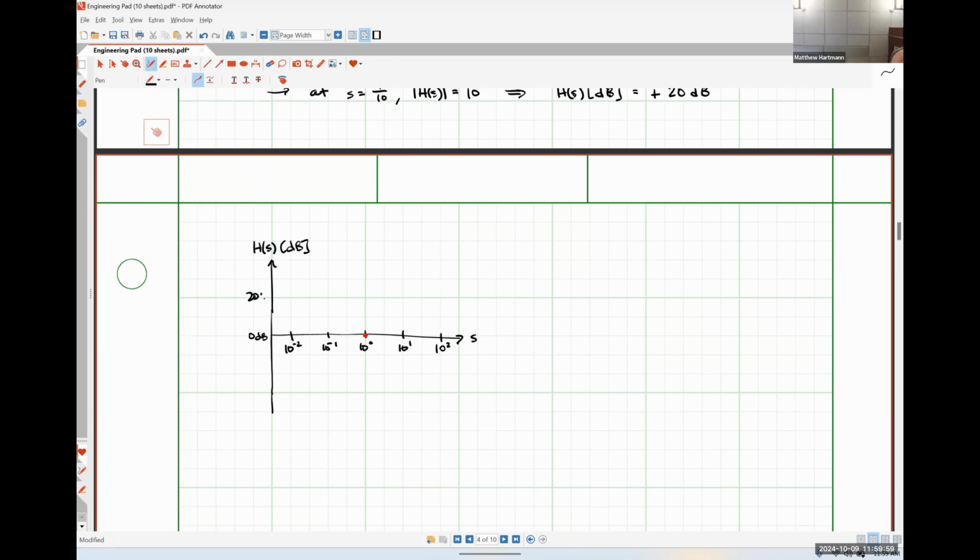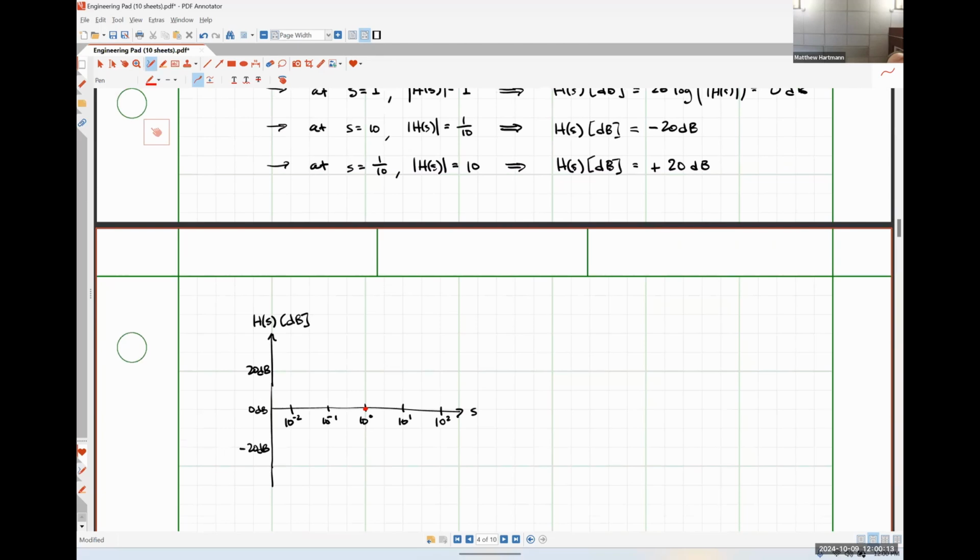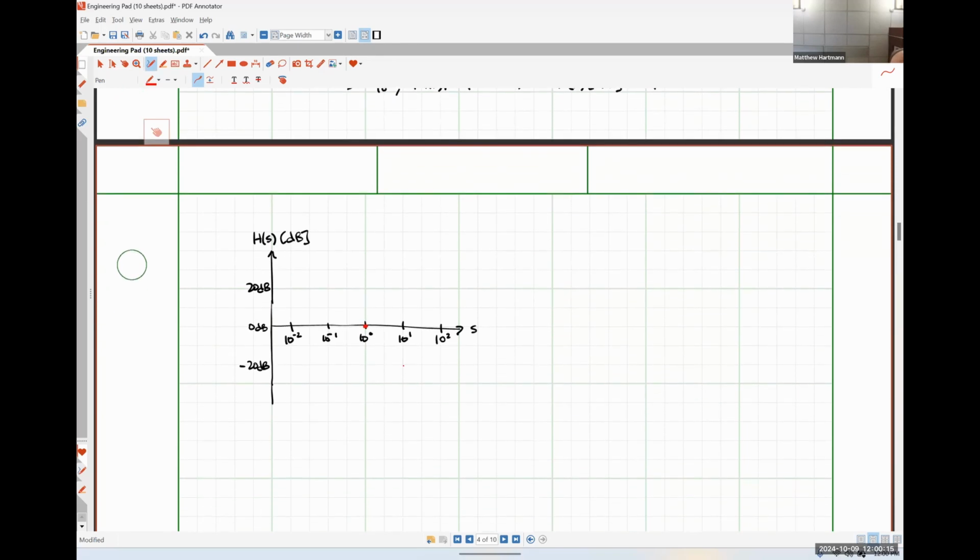So let's make this part right here be 20, and this part right here be negative 20 dB. At S equal to 10, or 10 to the 1, we had a value of negative 20 dB. So right here, and at S equal to 1/10, or 10 to the negative 1, we had positive 20 dB.